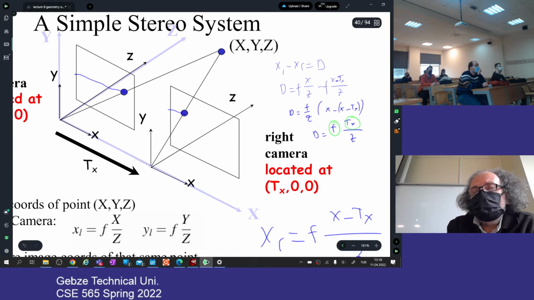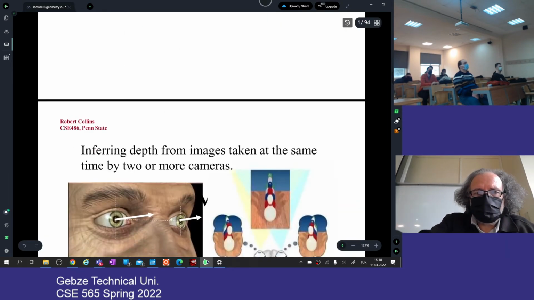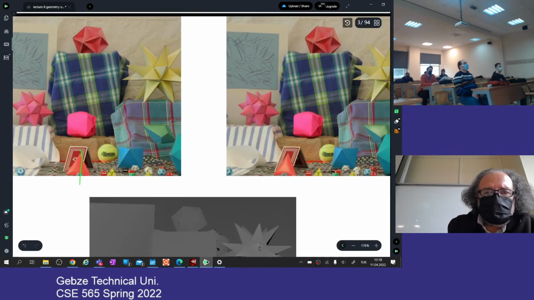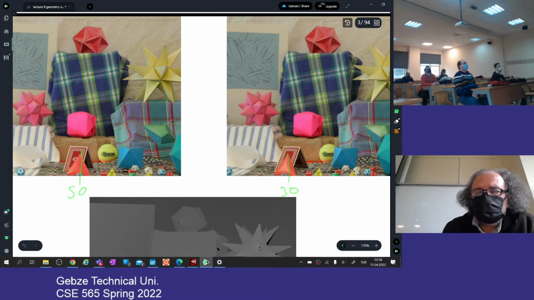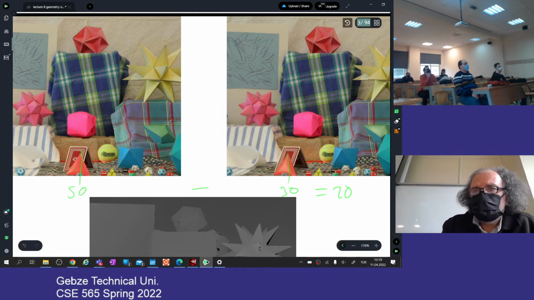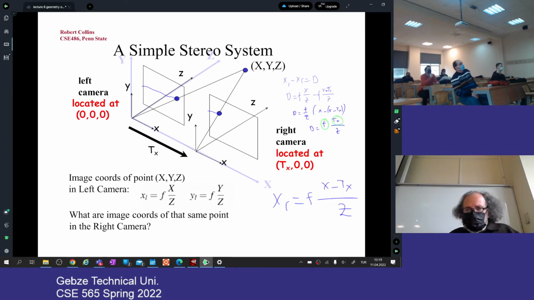If I say that on my left image, this is x position 50 and this is x position 30, the disparity is going to be 20. So I calculated my disparity. If I can do this correspondence, if I can say that these two points correspond to each other, then I know those points correspond.